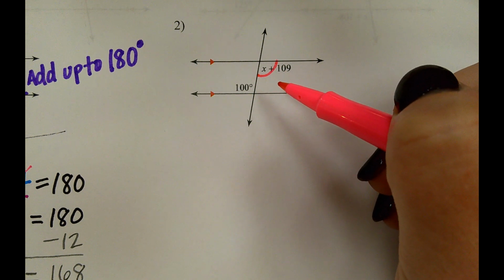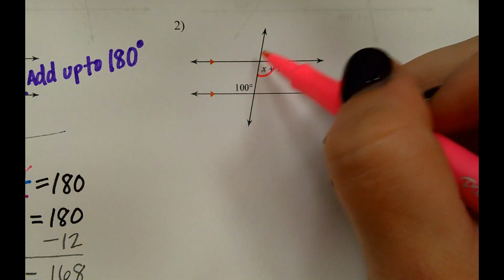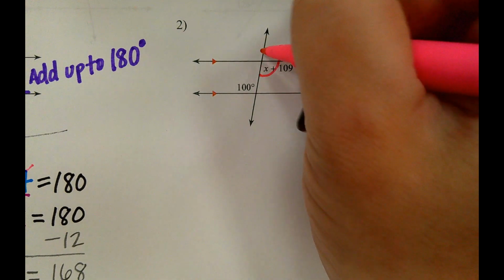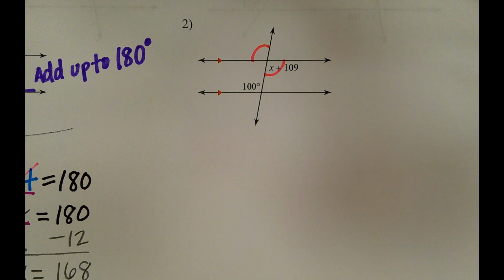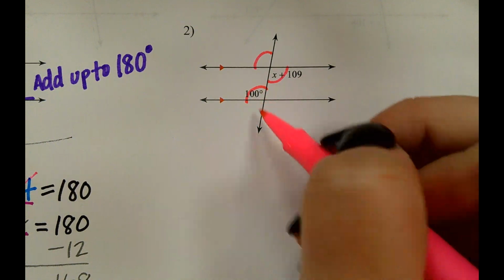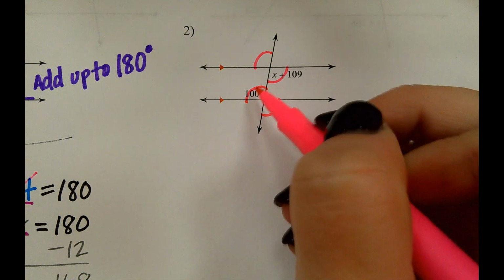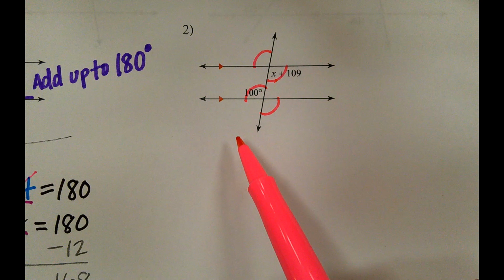I know they're not labeled. Top left, good. So the one right across from it, the vertical angle, these will be equal. Any others? Yeah, the 100 is going to be equal, and the one across from that. So these are all equal to each other.